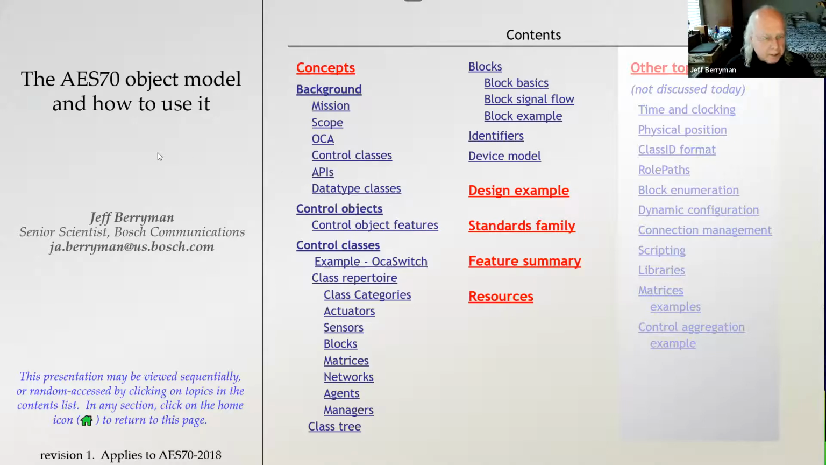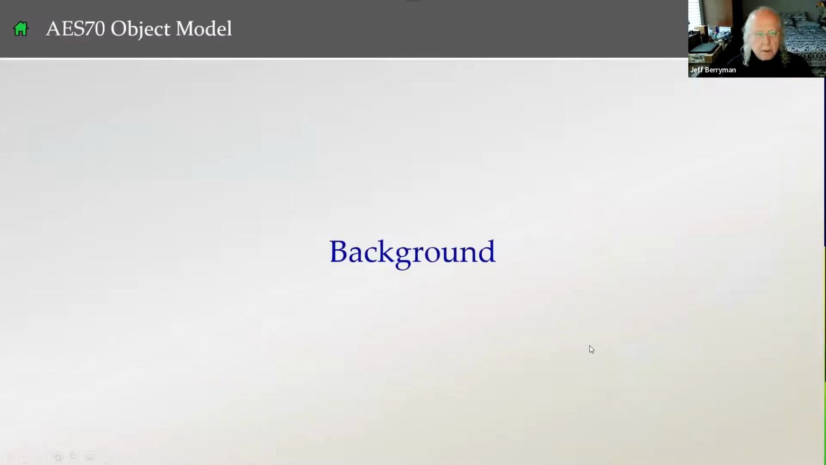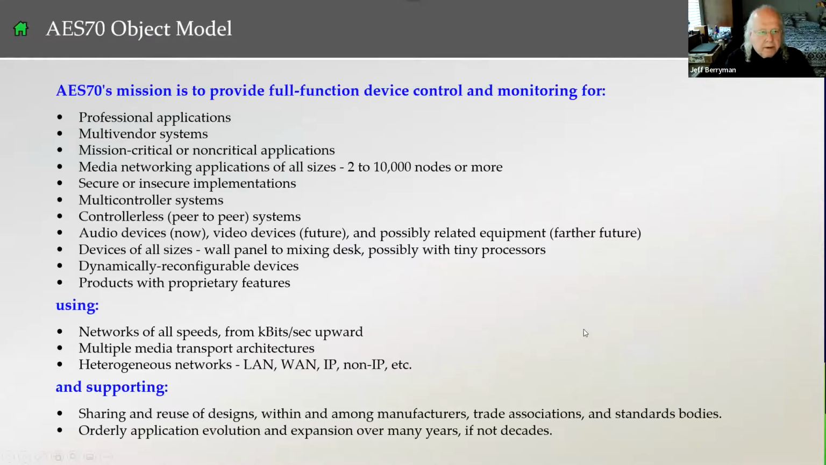Okay, today we're going to talk about the AES70 object model and how to use it. I'll talk about what the object model is in relation to AES70 as a whole. We're going to go fairly fast because I have a lot to present. As you can see from the table of contents over here, in this presentation, there are a lot of other topics that I won't even cover today, but this presentation will become available, and it's intended to be conveniently navigable. All of these things are clickable. You can go to the respective sections, so that if you want to read more afterwards, you can.